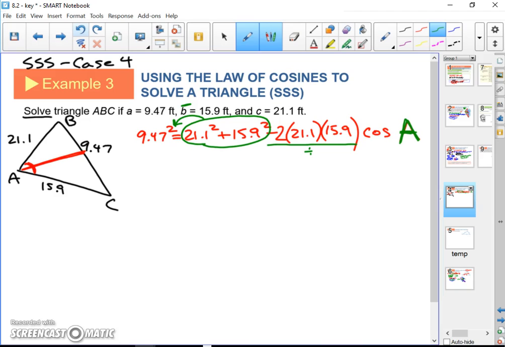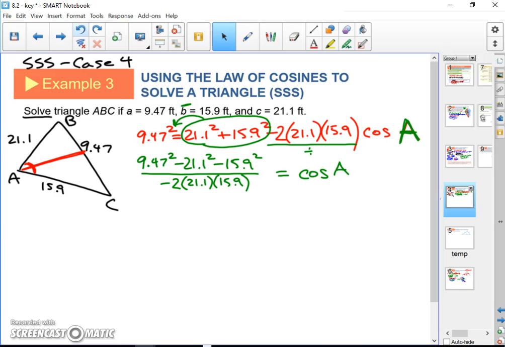21.1 times 15.9. So kind of in my head, I'm rearranging the equation to where it would say 9.47 squared minus 21.1 squared minus 15.9 squared, divided by negative 2 times 21.1 times 15.9. I'm trying to isolate the variable. I move all those numbers away, and I've got cosine A by itself. And so I'm going to type all that into my calculator all at once.